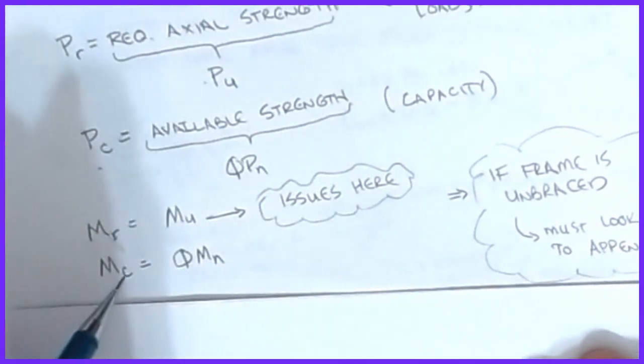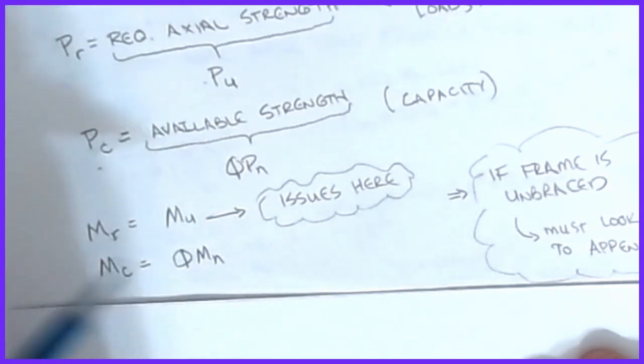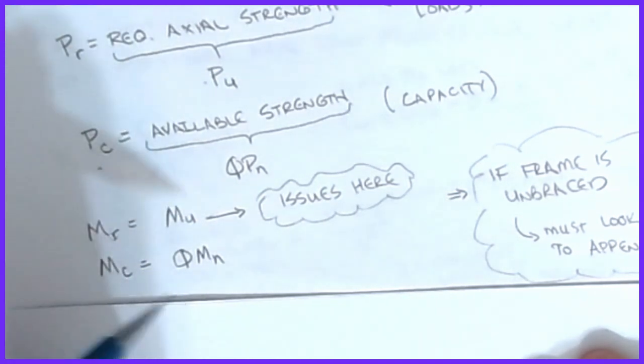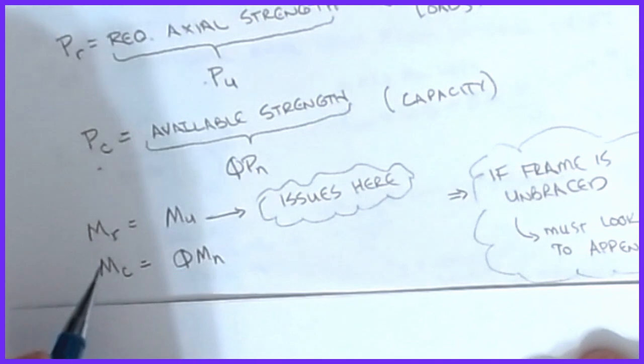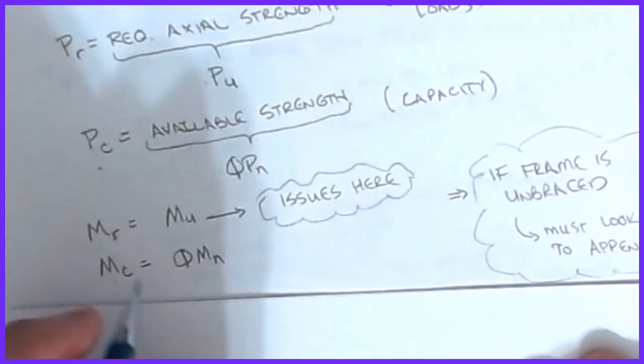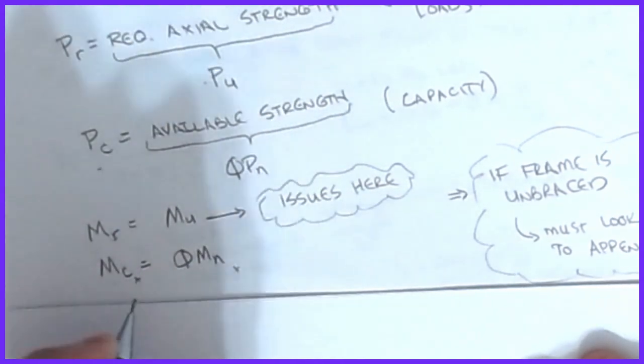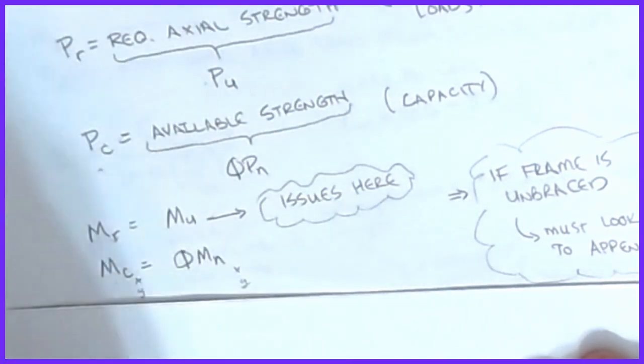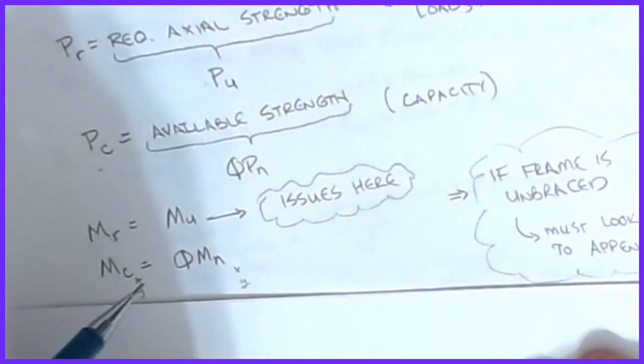Likewise, you'll see the MCs. Now, there were X's and Y's on this because it depends on whether it's bending about one axis or bending about two axes. MC is the capacity, the moment capacity, that's phi-MN. And again, if this is an X, then I put an X on here, and if this is a Y, I put a Y on here. Okay. And so those would be our relationships there.